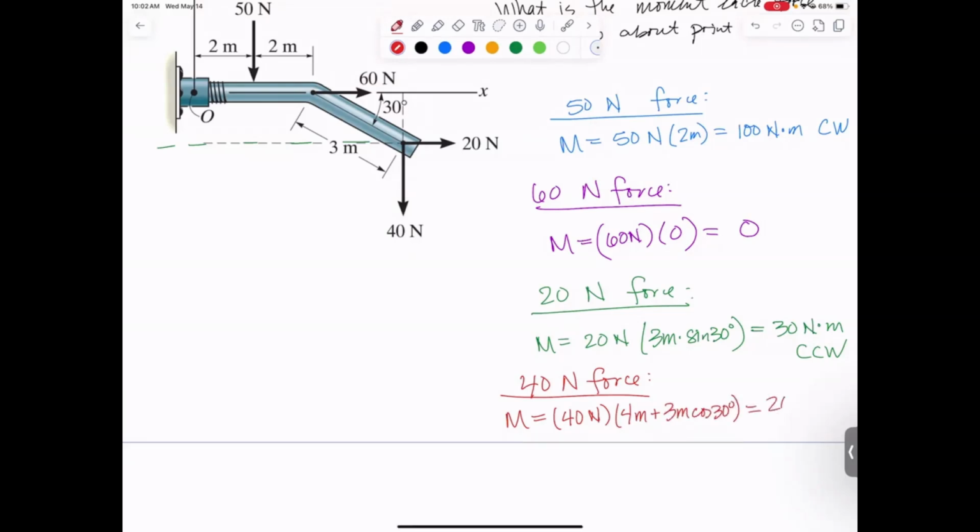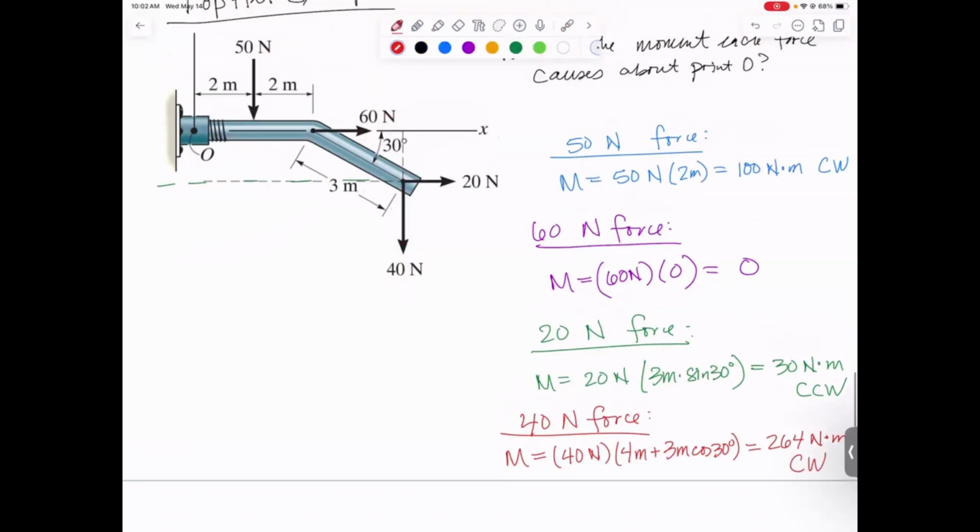Solving that, you get 264 Newton meters. Shouldn't be surprising that this is our biggest moment. It is the force that is the farthest away by a lot. Now, will that one be clockwise or counterclockwise? So you come to the right on your clock and you're pushing down. So this one will also be clockwise. All right, that's it for moments.